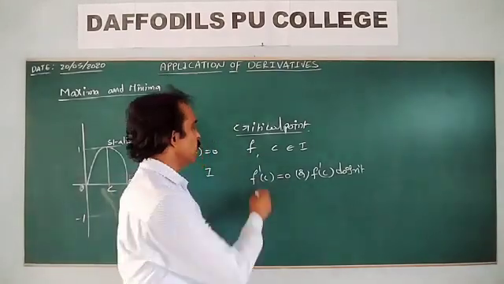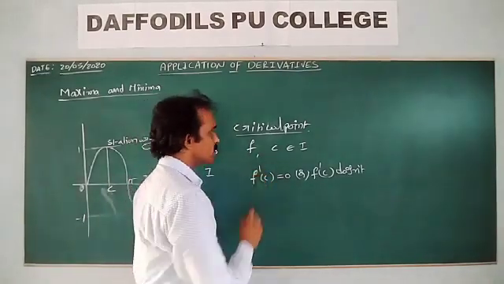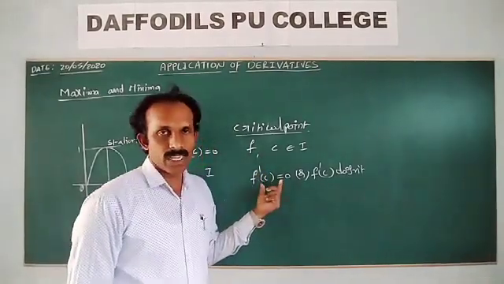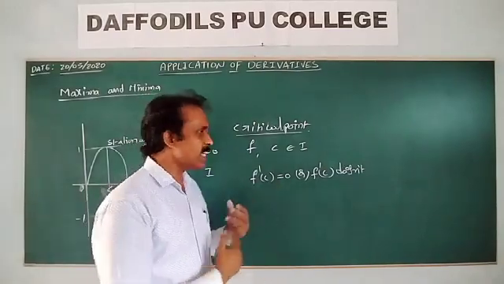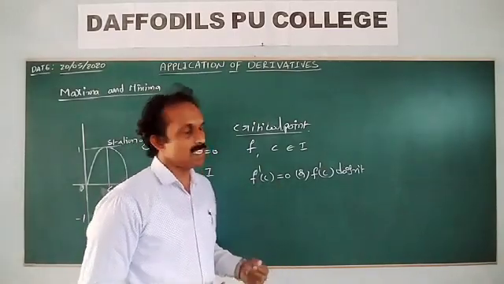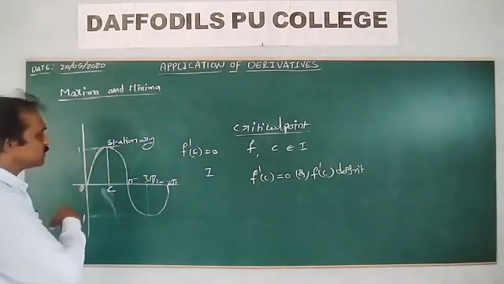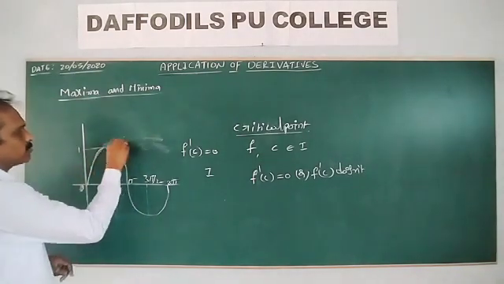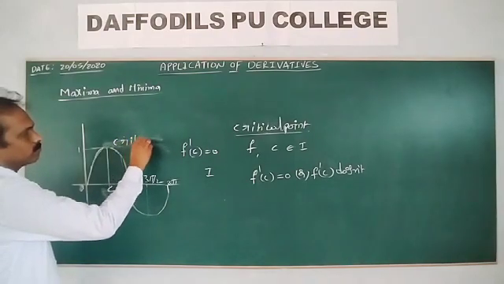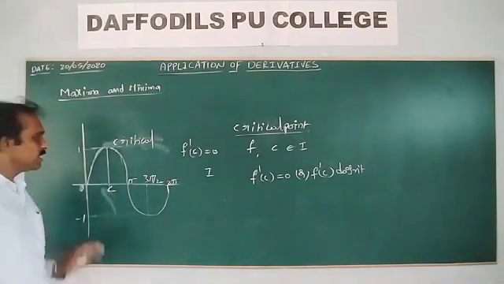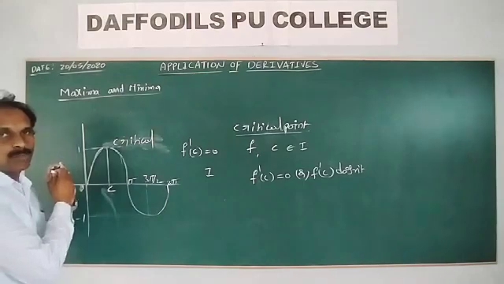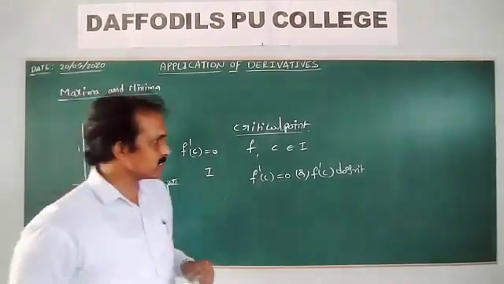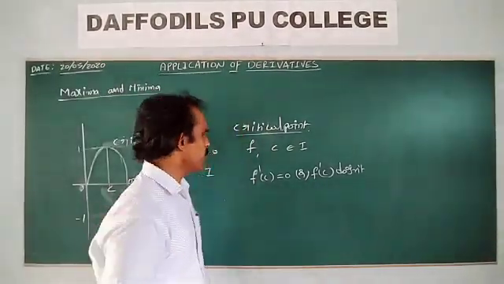Okay. For example, what is the use of this critical point? The use of the critical point is that it separates the increasing and decreasing parts. Suppose here this is the increasing part and this is the decreasing part, and this is a critical point. It separates the increasing parts and decreasing parts.